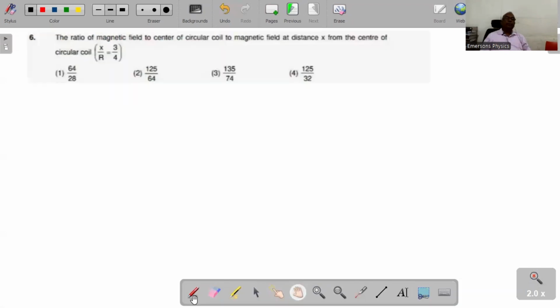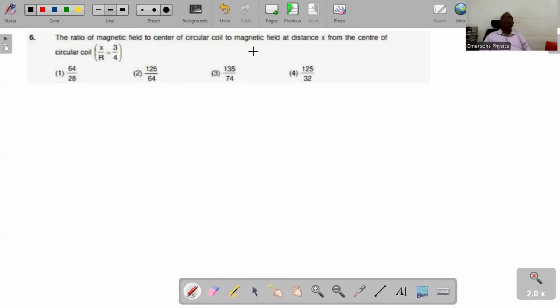Okay. In the question, the ratio of magnetic field at the center of the circular coil to magnetic field at distance x from the center of coil, x by r equal to 3 by 4, is given. So let us take the magnetic field at the center of the circular coil as mu naught I by 2r. This is the magnetic field at the center.